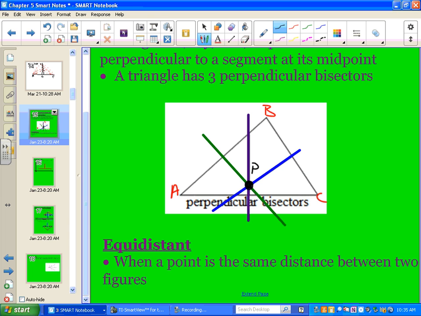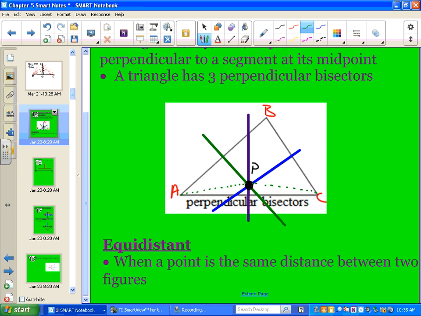Now, let's take these one at a time. What does it mean if P falls on the purple perpendicular bisector? What does that mean? Kara? It's equidistant to A and C. Very good. So that means that this here and this here are equidistant, right? Is everyone with me? Okay.